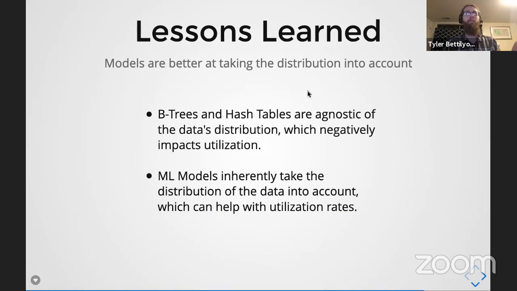Finally, well, not finally, there's 2 more. I think I already said this basically. Obviously, models are better at taking the distribution of the data into account, since hash functions and the B-tree structure are built entirely agnostic to that fact. And that accounts for much of the speed up or much of the improvements you could see in the last slide.